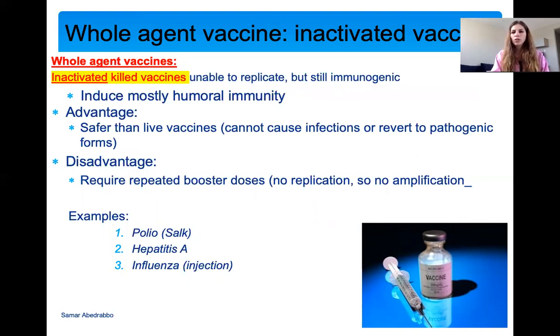The disadvantage with these vaccines is you have to keep giving booster doses. There's a lot of booster doses because they cannot replicate. So you need your body to create memory cells. And examples of this are Dr. Salk's polio inactivated killed vaccine, the hepatitis A virus vaccine, and then there's different types of the influenza vaccines. They keep coming out with them, but the influenza vaccine is an example of an inactivated killed vaccine.